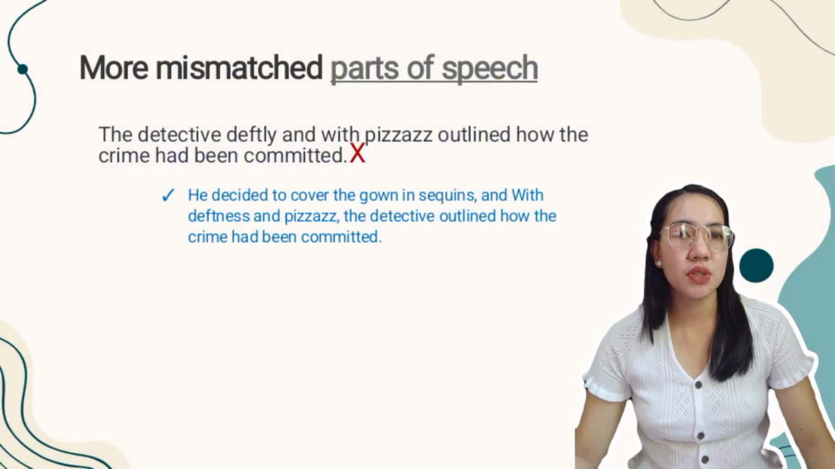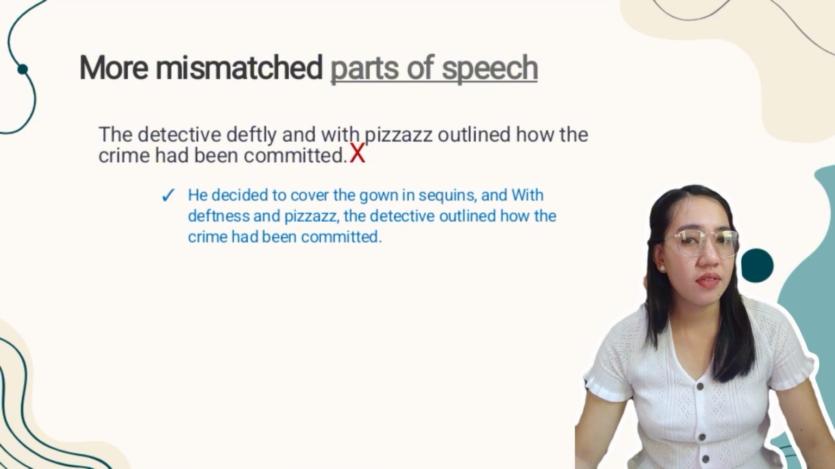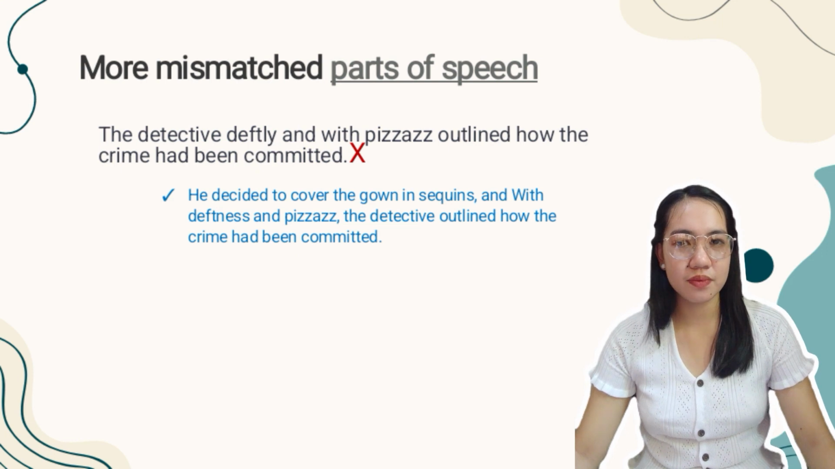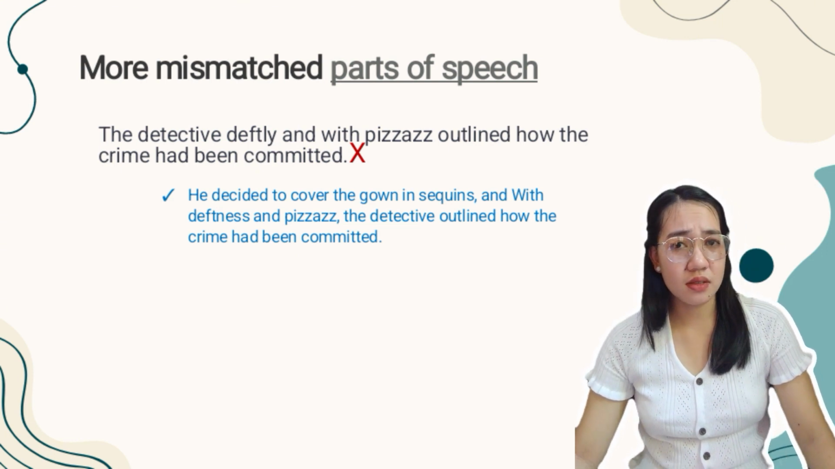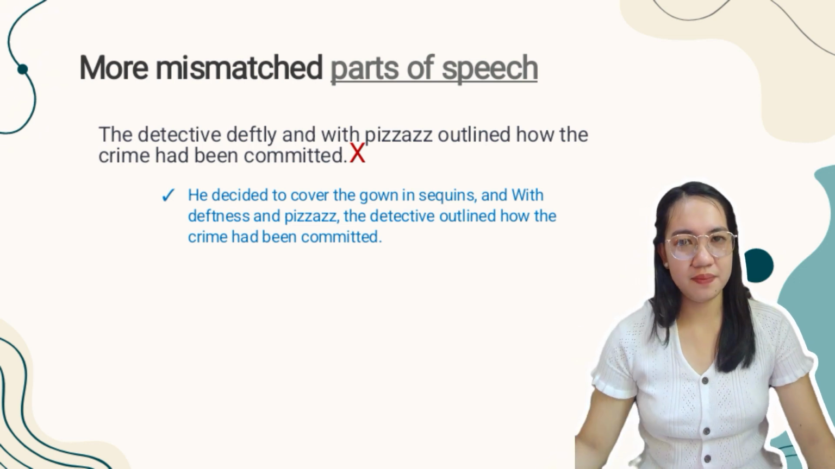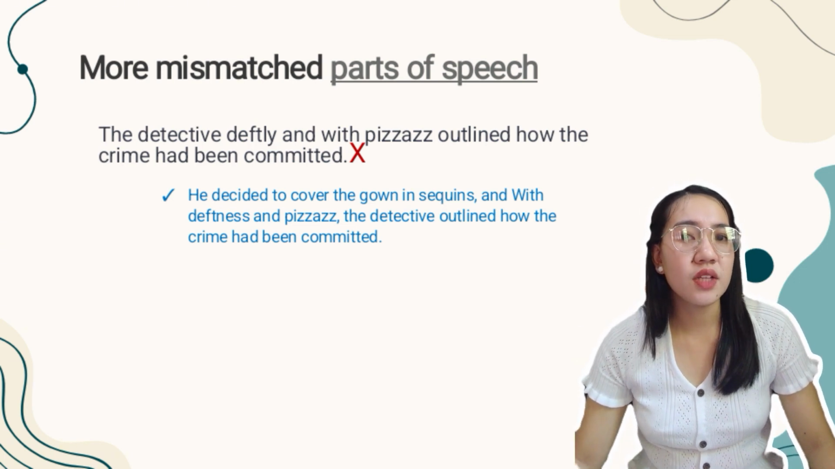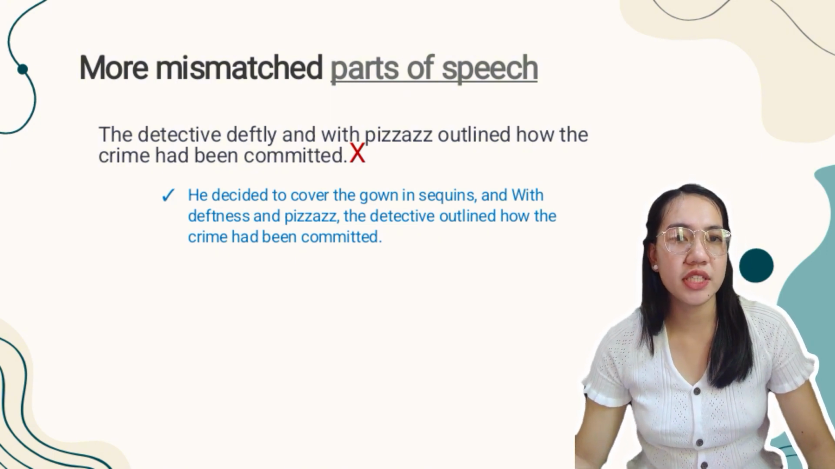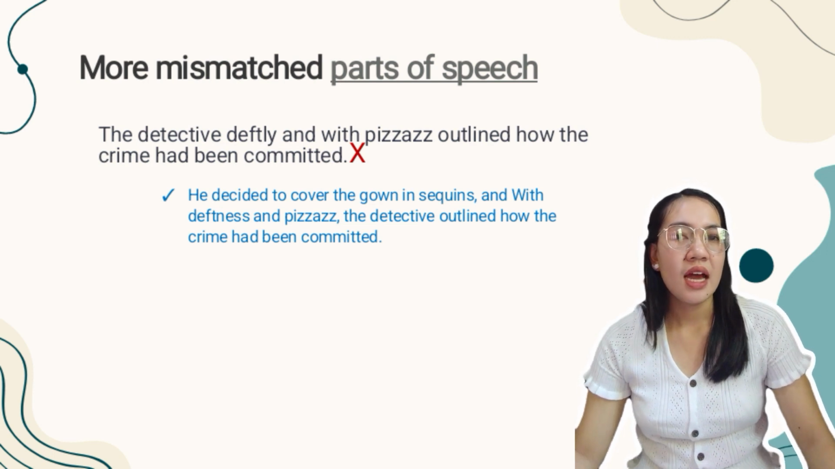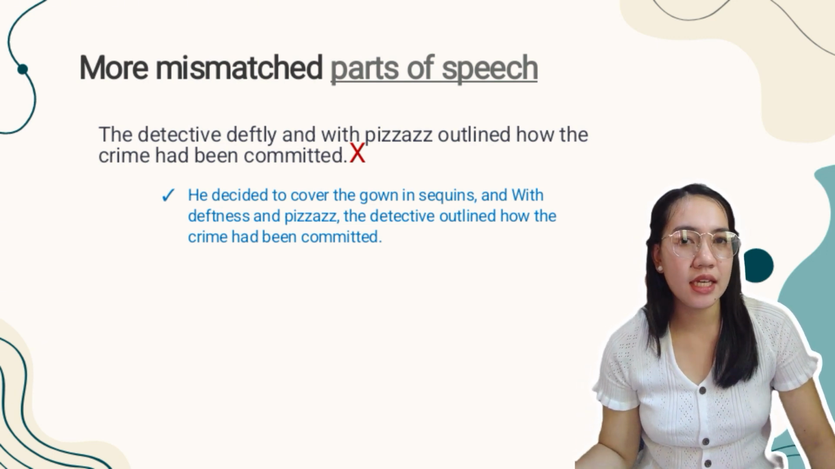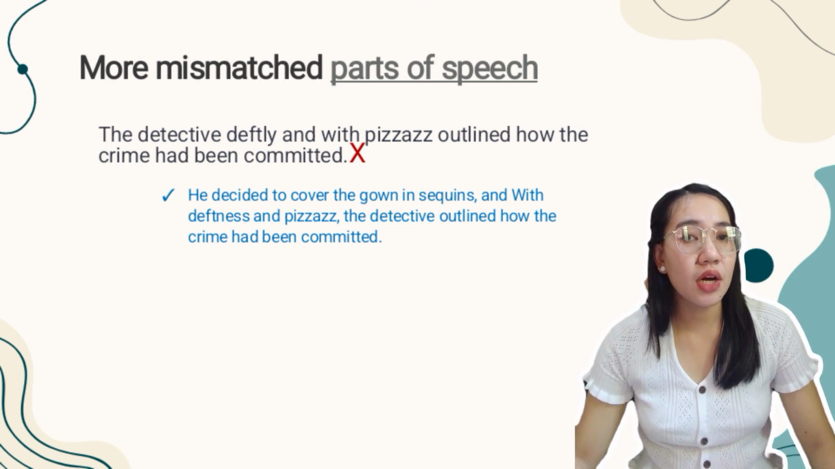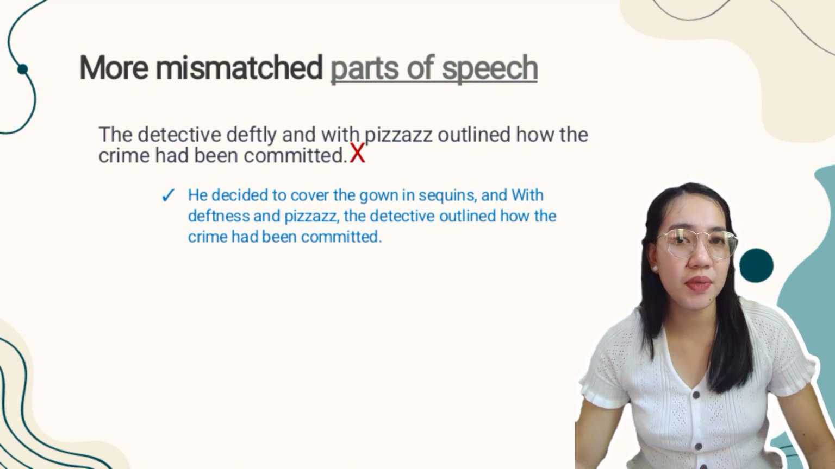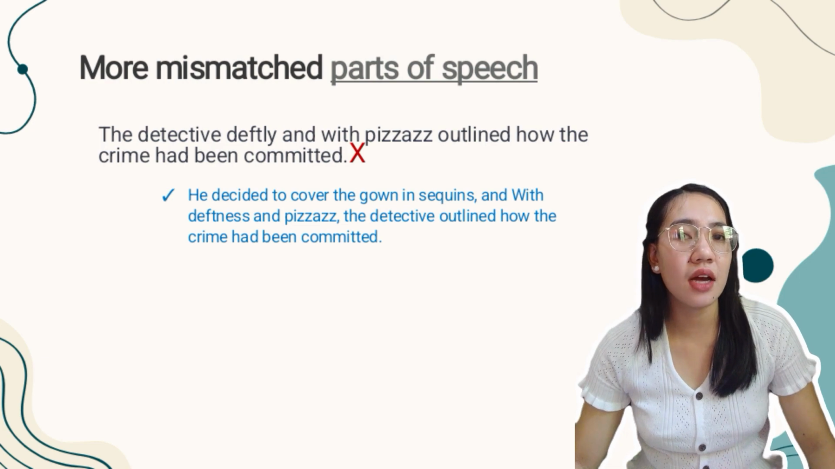More mismatched parts of speech. The detective deftly and with pizzazz outlined how the crime had been committed. What's the adverb of pizzazz? Great question. Both "deftly," an adverb, and "with pizzazz," a prepositional phrase, need to be the same part of speech for this sentence to be properly parallel. And if "pizzazzly" isn't a word, that means two nouns are needed. He decided to cover the angles with deftness and pizzazz. The detective outlined how the crime had been committed.